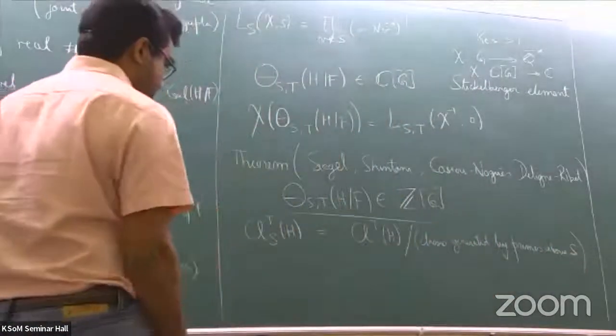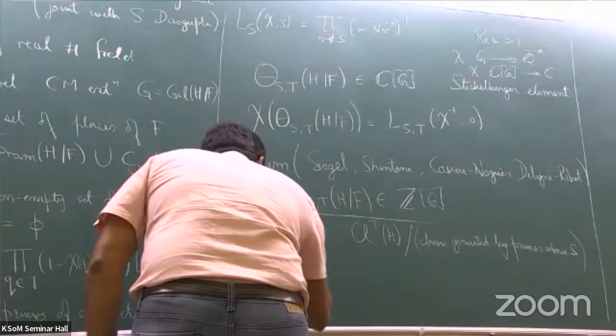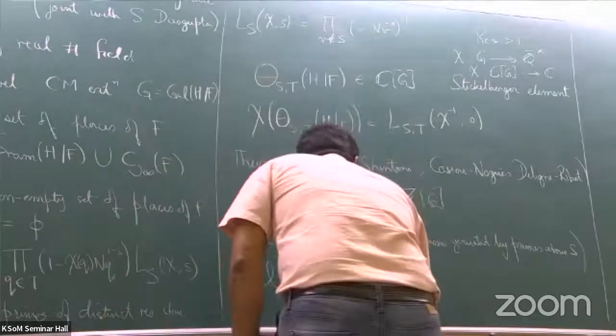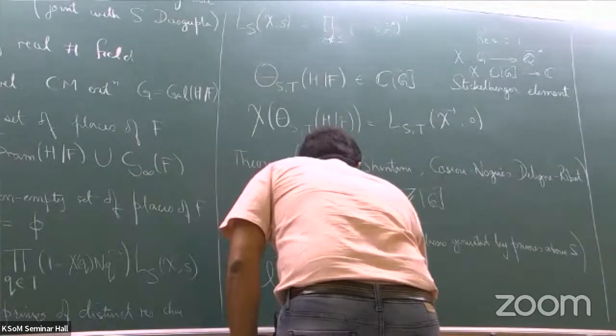So you're killing everything, the classes that are generated by primes of H above S. And what is the T-modified group? This is non-zero, but these are all fractional ideals.